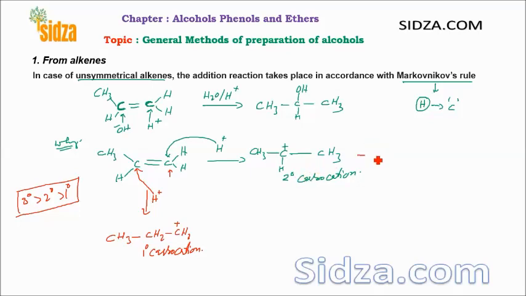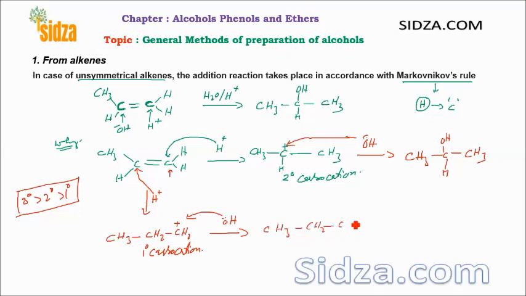And then when the hydroxide group attacks this molecule, what do you get? You get CH3, CHOH, CH3. And from the 1-degree carbocation, the product that you get will be CH3, CH2, CH2OH.